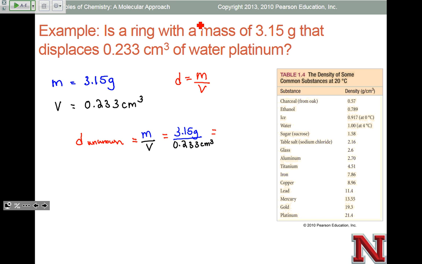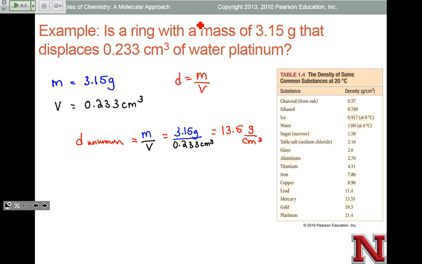Not necessarily hard math. And you should always have a calculator, especially on tests or quizzes. And since you don't know when quizzes are, I always recommend you bringing one. Though this one you could technically calculate without a calculator, but why give yourself more work? So that's 13.5 grams per centimeters cubed. So the question is, is this platinum? If this was platinum, this density would be 21.4 grams per centimeters cubed. So it is very unlikely, since this does not equal 21.4 grams per centimeters cubed, that this is platinum.